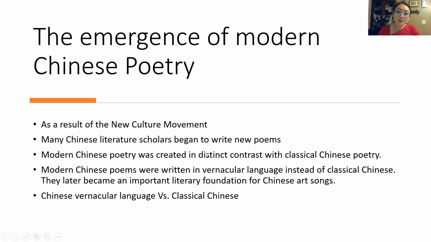Now let's talk about the emergence of modern Chinese poetry. Modern Chinese poetry emerged and was developed as a result of the New Culture Movement. Many Chinese literature scholars began to write new poems under the influence of Western literary style. Modern Chinese poems were written in distinct contrast with classical Chinese poems. They were written in vernacular language instead of classical Chinese. They later became an important literary foundation for Chinese art songs.